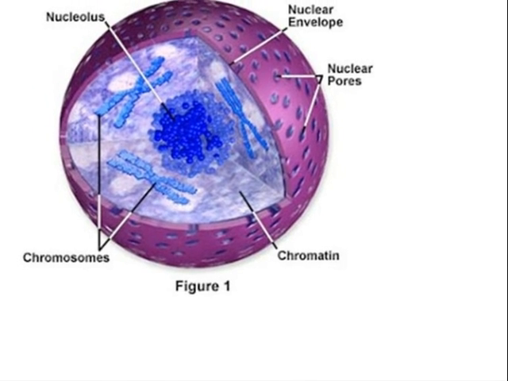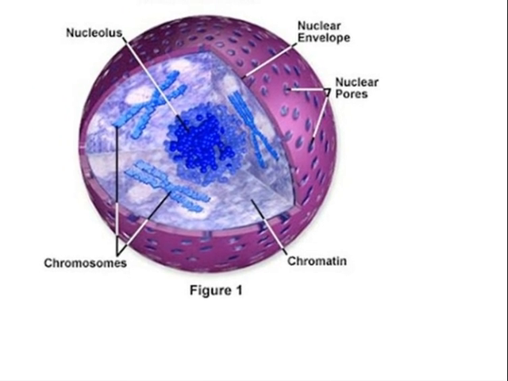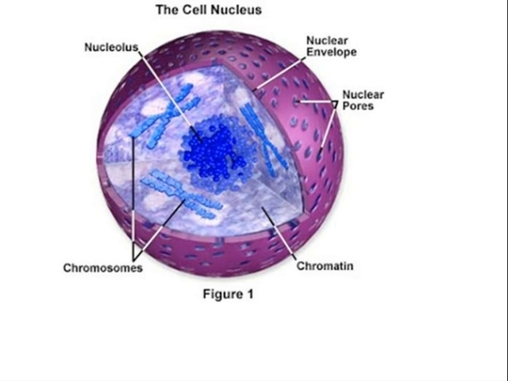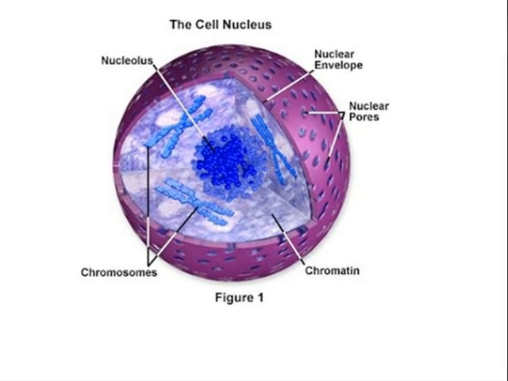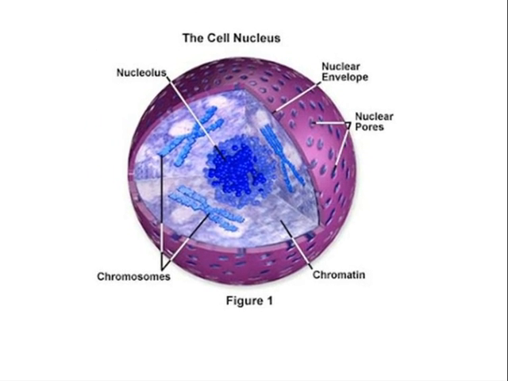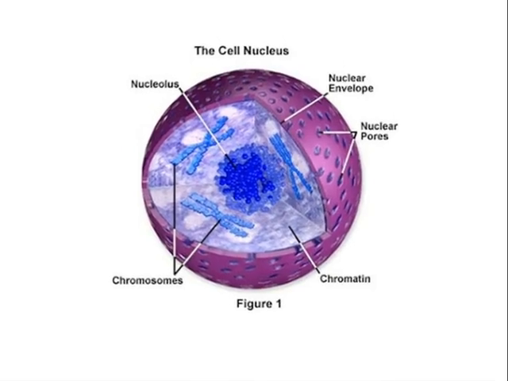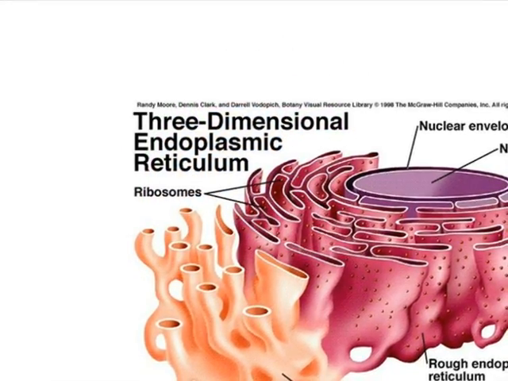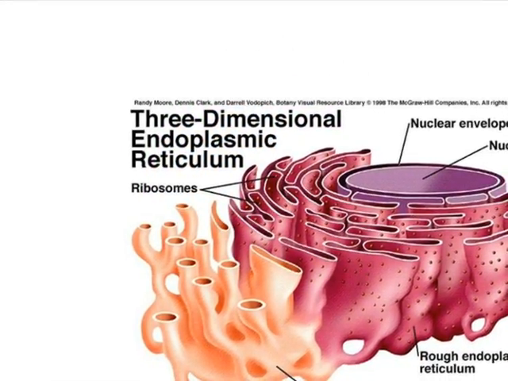Surrounding both the nucleus and nucleolus is the nuclear envelope. It is a double membrane that forms the boundary between the nuclear contents and the cytoplasm, and has pores to selectively let things go in and out. Attached to the nucleus, we have the rough ER and smooth ER.